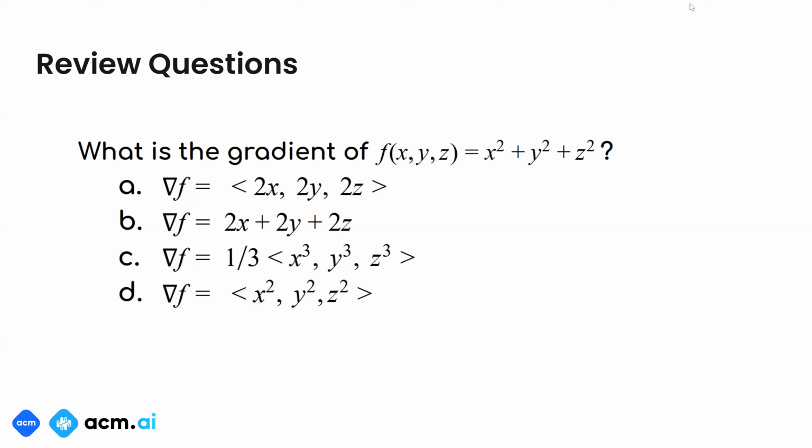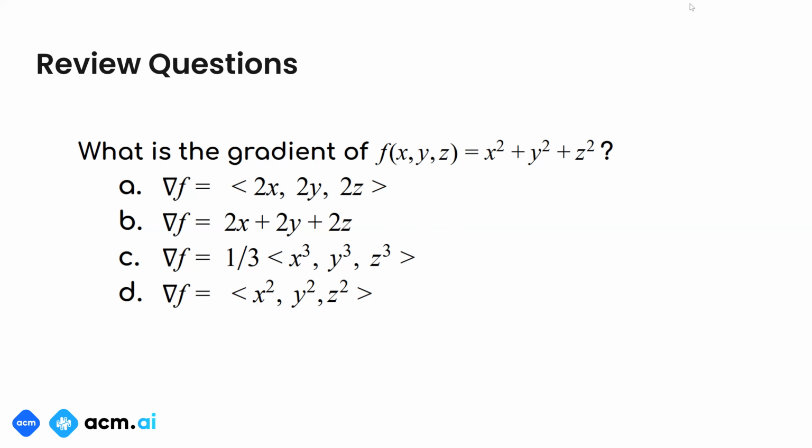Looks pretty good to me. It's pretty good. No? You sure? Okay. Wow. All right. Let's go with answer A, 2x, 2y, 2z. All right. Very good. And answer D, anyone? x squared, y squared, z squared.